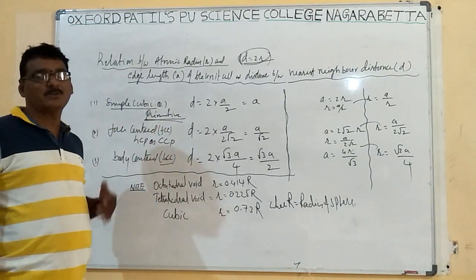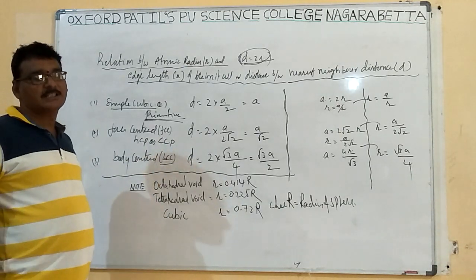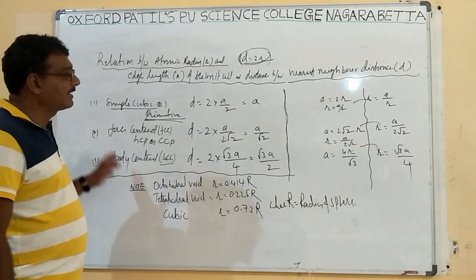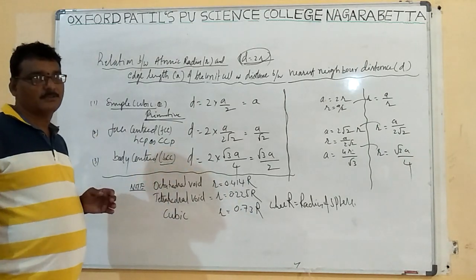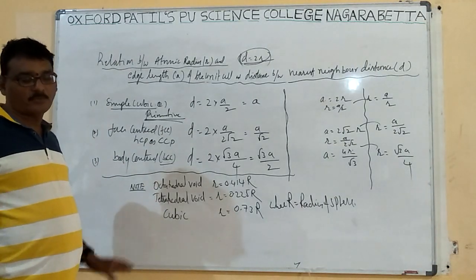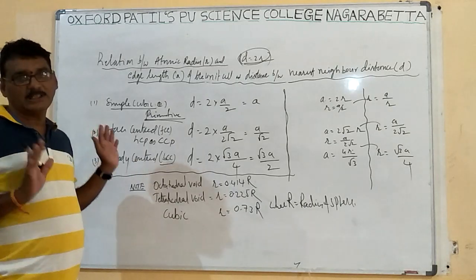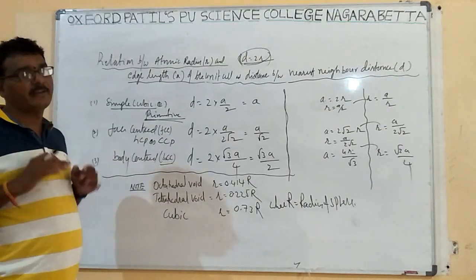Whatever is asked, you should be ready to calculate the edge length, or the radius, or the distance between the neighboring atoms. This is very, very important. Once you are perfect in those three derivations, the objective questions will become very easy. Otherwise it is very problematic. The formulas are very important.